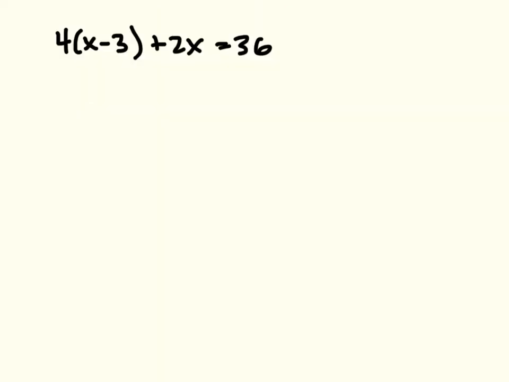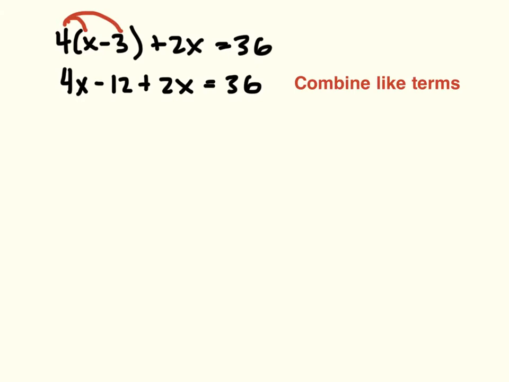In this next example, we have two variables, but they're both on the same side. So the very first step here is we need to distribute this 4 into the parentheses. So the 4 is going to multiply the x and the -3. So we have 4x minus 12 plus 2x equals 36. Alright, once we've distributed, we can combine like terms. And combining like terms is simply taking all these x's that are on the same side of the equal sign and combining them. We have a positive 4 and a positive 2, so now we have 6x minus 12 equals 36.